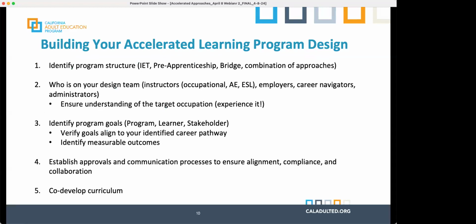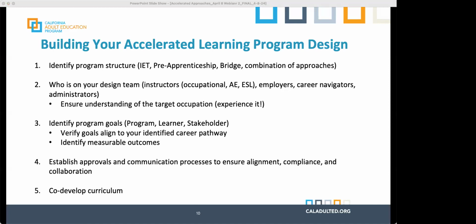So the steps for building your accelerated learning program design: identify your program structure. What's your delivery model going to be? Who's on your design team? We highly recommend instructors, especially those occupational, adult ed, and ESL instructors. Employers provide crucial information. Career navigators, can't stress it enough, they are crucial to the programming, how it's developed, and how your students get supported through the program and into transitions, as well as administrators need to be there because that buy-in has to be there. And then as part of that, you want to ensure the understanding of the target occupation. Go in and experience it, and you will hear that from a couple of our presenters today.